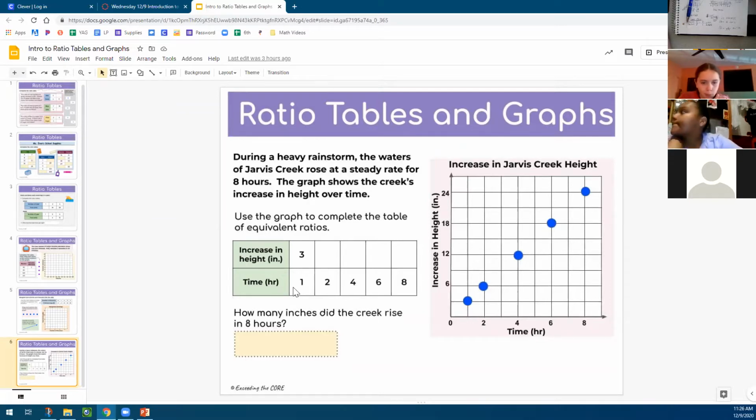So this one right here, it tells us in 1 hour, it increases in a 3-inch height. Well, if I come over here to 1, it's at 3. So what does it say for 2? 2 increases how much? 6 times. Okay, so see how your dots tell you these answers. The ratio table gives you the spot for the dots. The dots help you fill in the ratio table. They work simultaneously. And then you're going to answer this question down here.